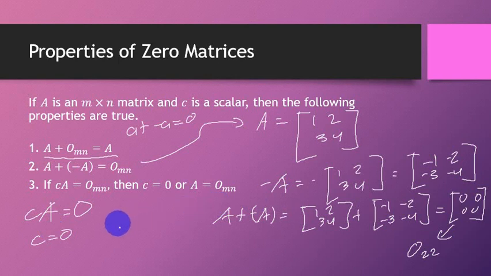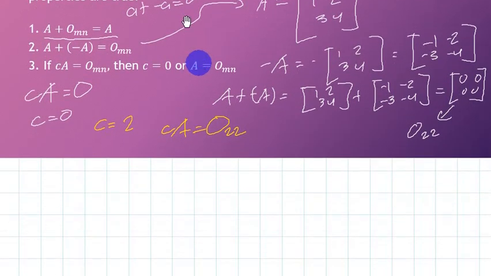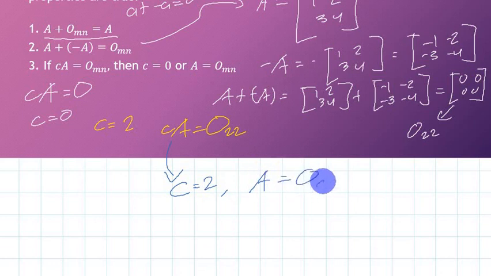Or, if we are told, I'm going to use a different example, let's say C is equal to 2, and CA is equal to the zero matrix, O sub 2, 2, then that would mean that if C is equal to 2, then A should have been equal to the 2 by 2 zero matrix, because we know that C is 2, but multiplying C to A made it O sub 2, 2. So that would mean that A is O sub 2, 2, or the 2 by 2 zero matrix.